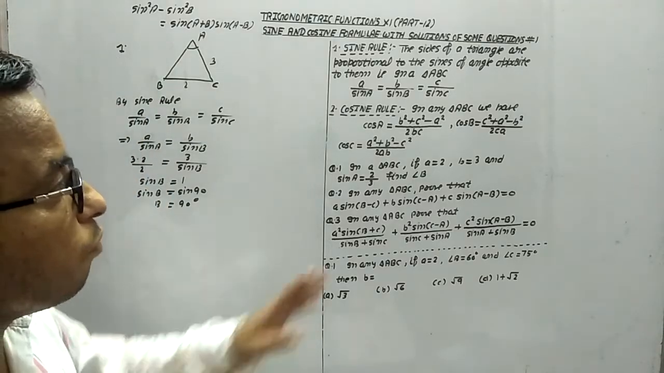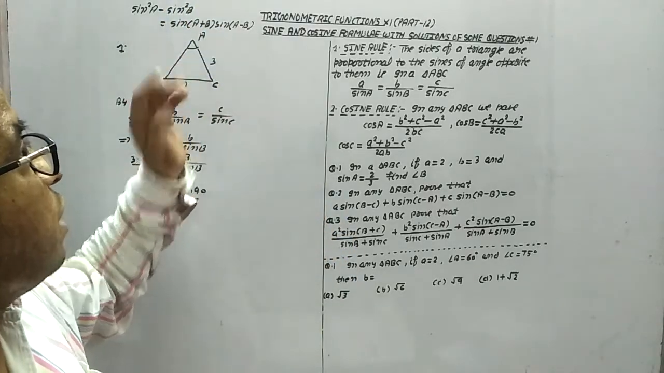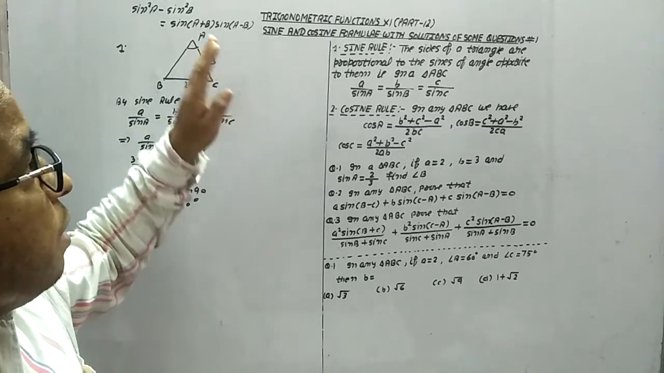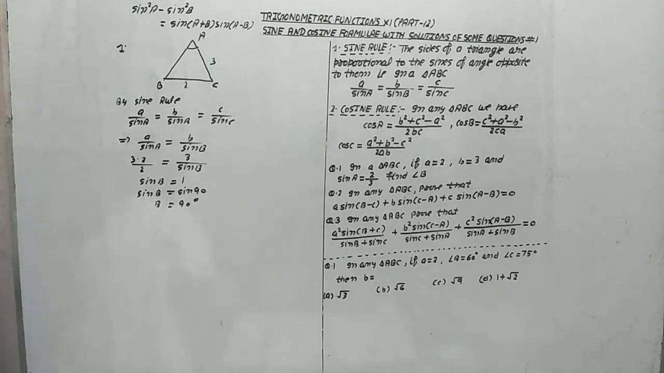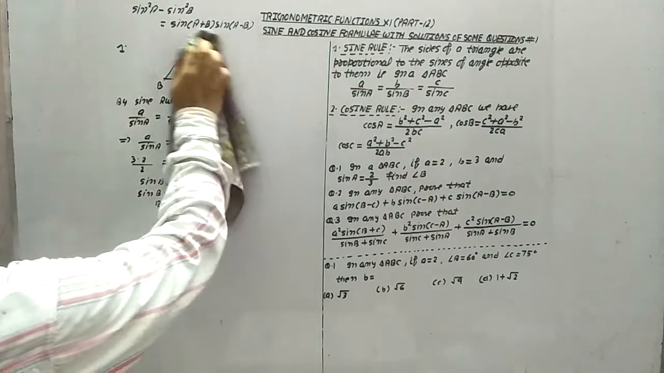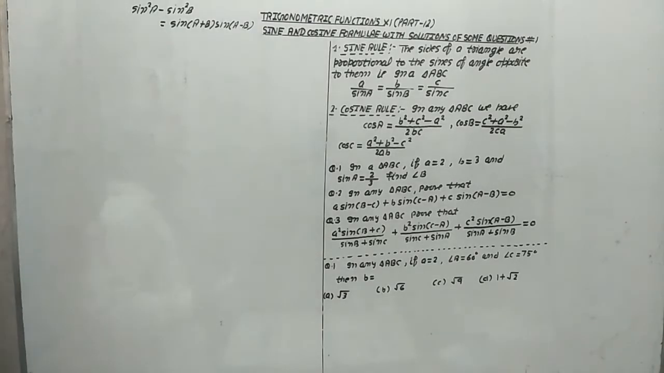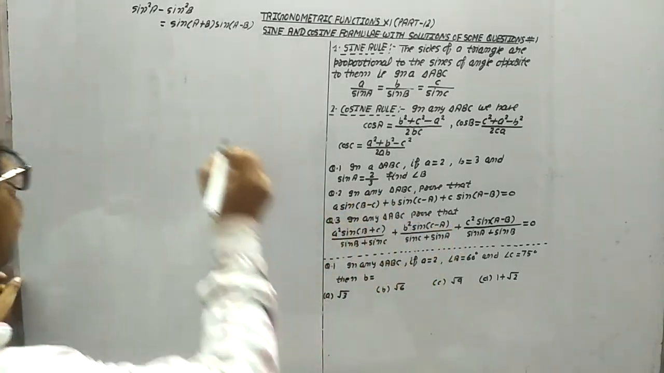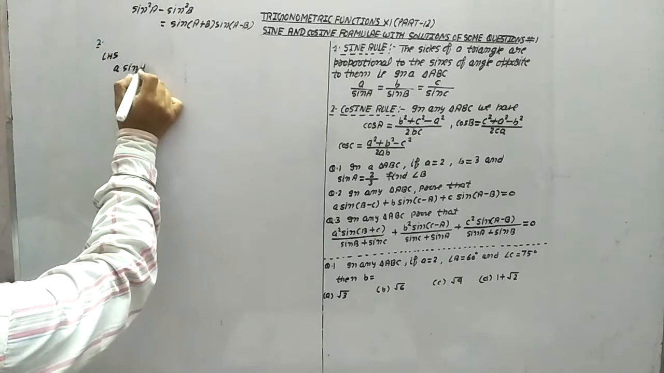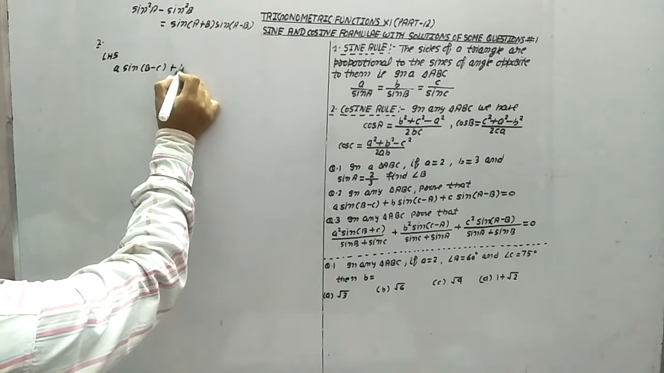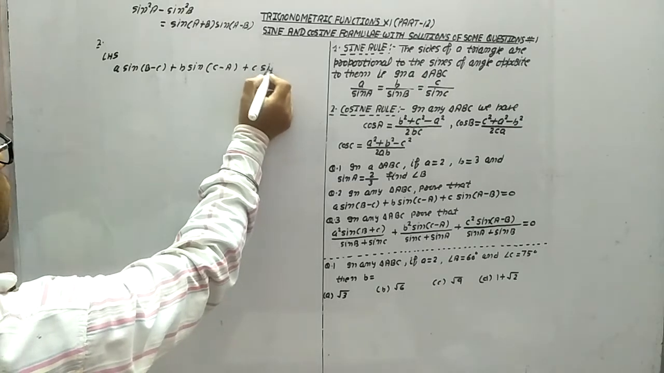Now to do the other types of questions, this identity will play an important role. As we know that sin square A minus sin square B is equal to sin(A plus B) into sin(A minus B). Some more identities we have to use, which I had explained in the last videos. Now look at this. Question number 2. In any triangle ABC, prove that this. First of all we will take the left hand side, a sin(B minus C) plus b sin(C minus A) plus c sin(A minus B).